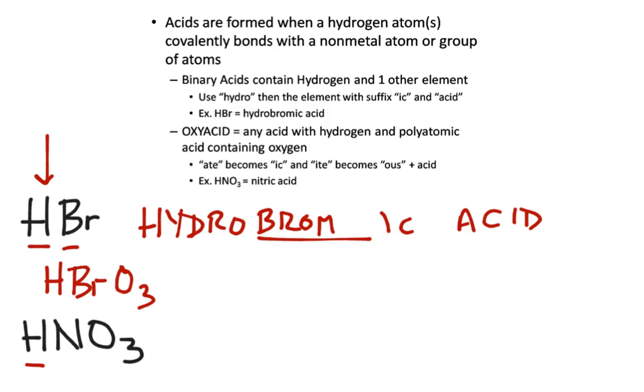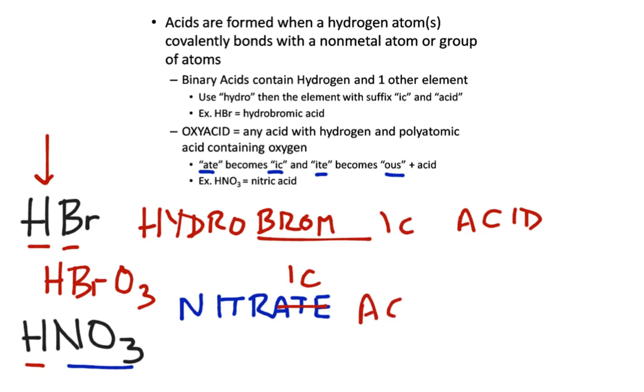An example that's similar to this is below with HNO3. When we're focusing on oxyacids, we are always looking for the polyatomic ion. The polyatomic ion is NO3. The name of NO3 is nitrate. The rule that we're going to be following is this: ate will become ic, and ite will become ous. So nitrate becomes nitric acid. HNO2, however, would be called nitrous acid.